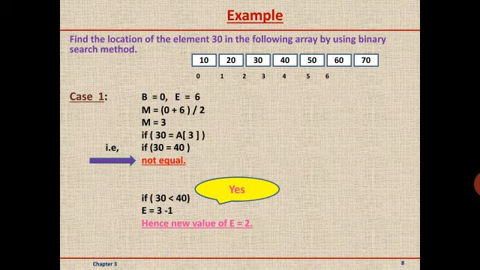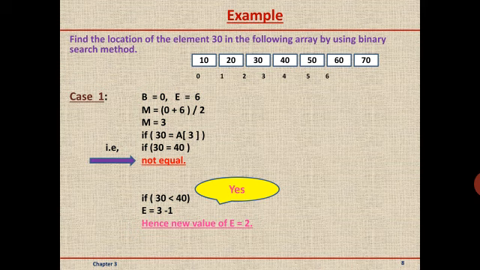Let us consider one example here. This example is also asked for 5 marks. Find the location of the element 30 in the following array by using the binary search method. So, here we can see that there are 7 elements, 10, 20, 30, 40, 50, 60, 70 stored in the array. Array position starts with 0, hence positions 0, 1 up to 6 are there.